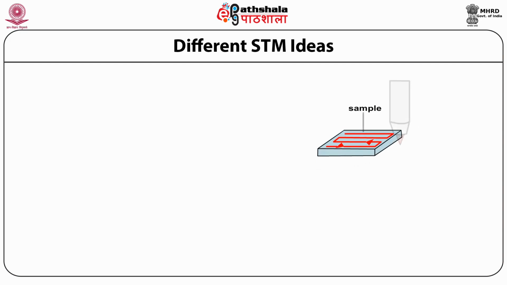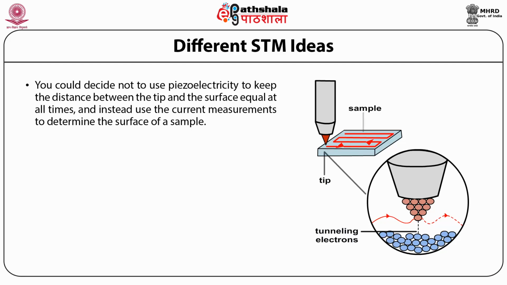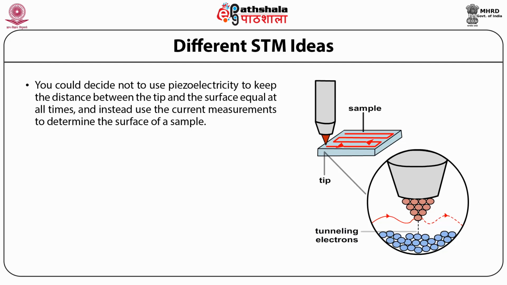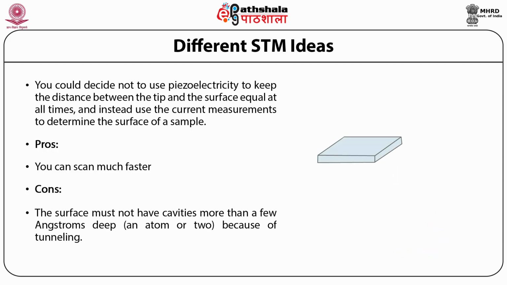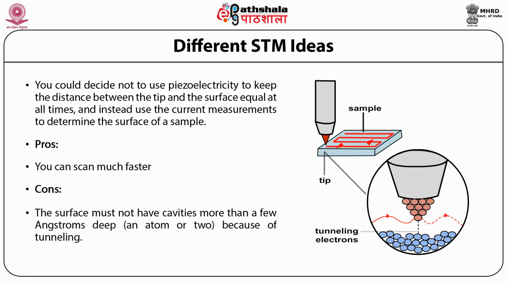Now there are different STM ideas. So students, you could decide not to use piezoelectricity to keep the distance between the tip and the surface equal at all times, and instead use the current measurements to determine the surface of a sample. So the pros or the advantages of STM is that you can scan much faster. But the cons or the disadvantages are that the surface must not have cavities more than a few angstroms deep, that is an atom or two, because of tunneling.